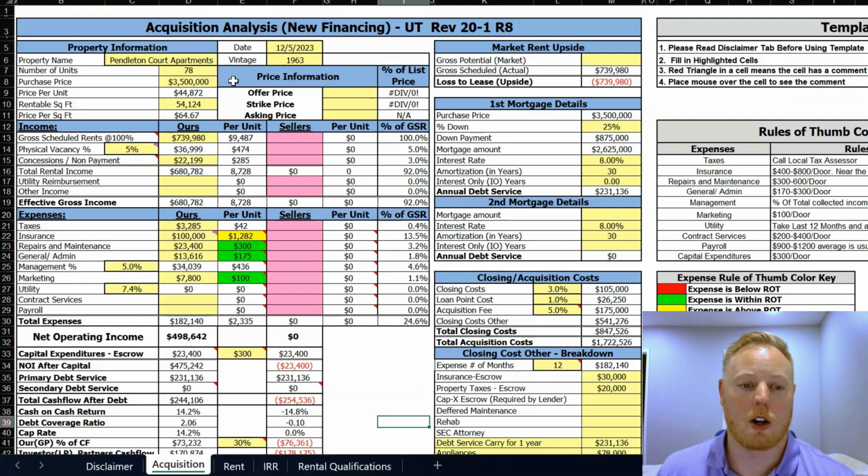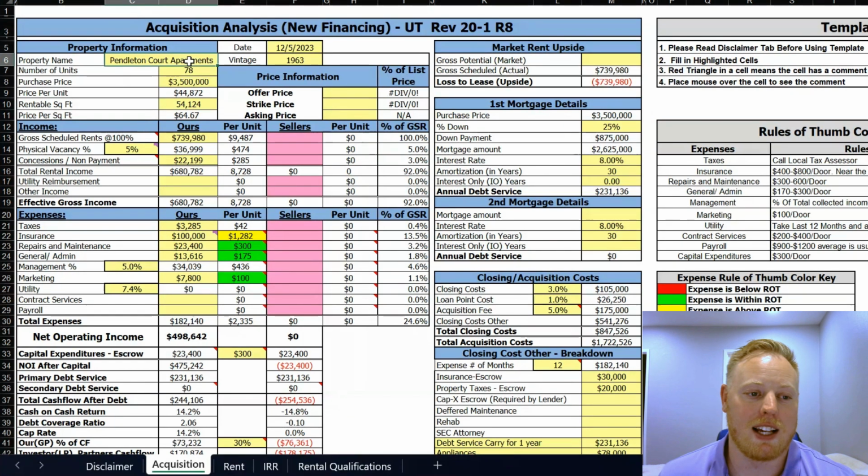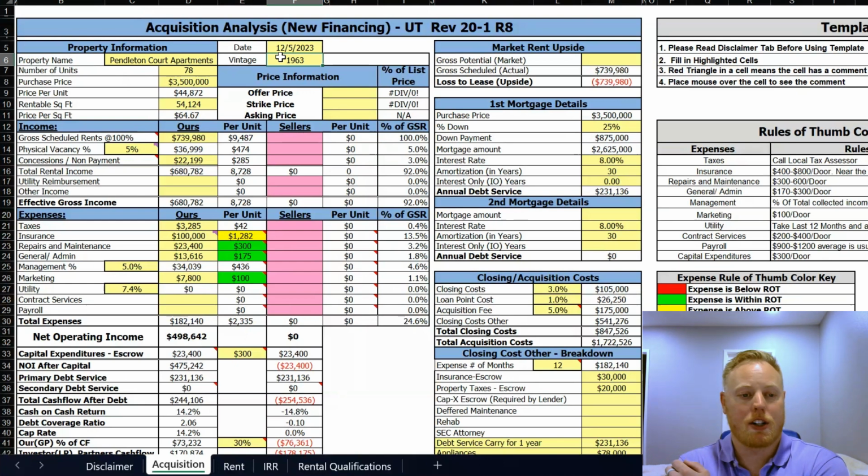As we get started, we're going to take a look at this template. We have listed the property name, Pendleton Court Apartments. The number of units is 78. The vintage, which is the year it was built, is 1963. Lead paint is a concern because it's prior to 1978, which is when lead paint was outlawed in construction.